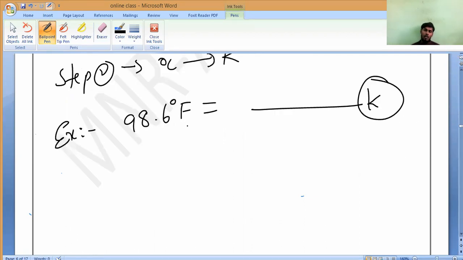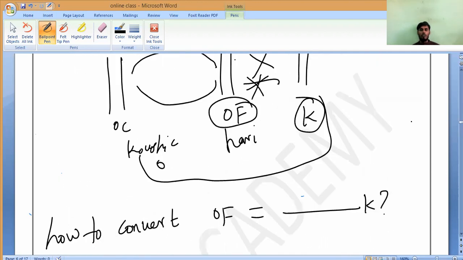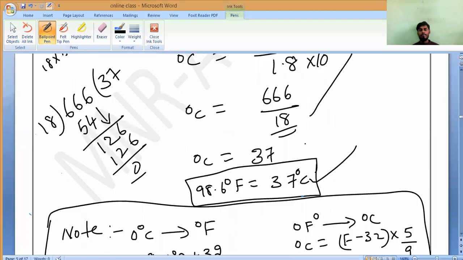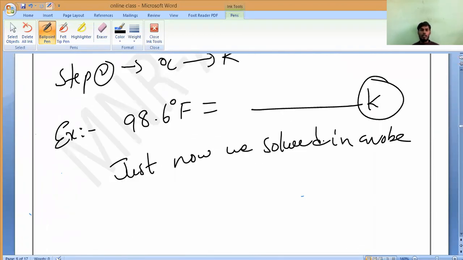Just now we have already solved it: 37 degrees Celsius. You check it above, so above you have already solved. Have you seen it? 37 degrees Celsius. Have you got the answer? The same thing we are using here directly. In the above case we have already solved, so I am directly taking the value. If it is an exam, you have to solve it.